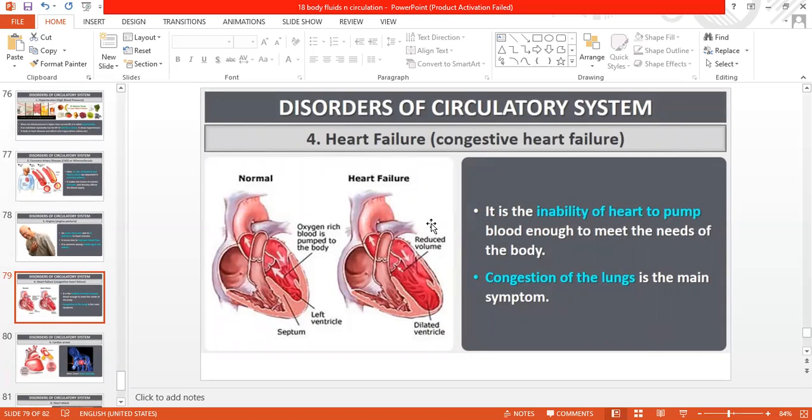Then we very commonly know about heart failure. Heart failure is also known as congestive heart failure. And what is heart failure? It is the inability of the heart to pump enough blood to meet the needs of the body. The heart cannot pump blood. And when the heart cannot pump proper blood, then there is a congestion of the lungs. That is the main symptom, and that's why it's known as congestive heart failure.